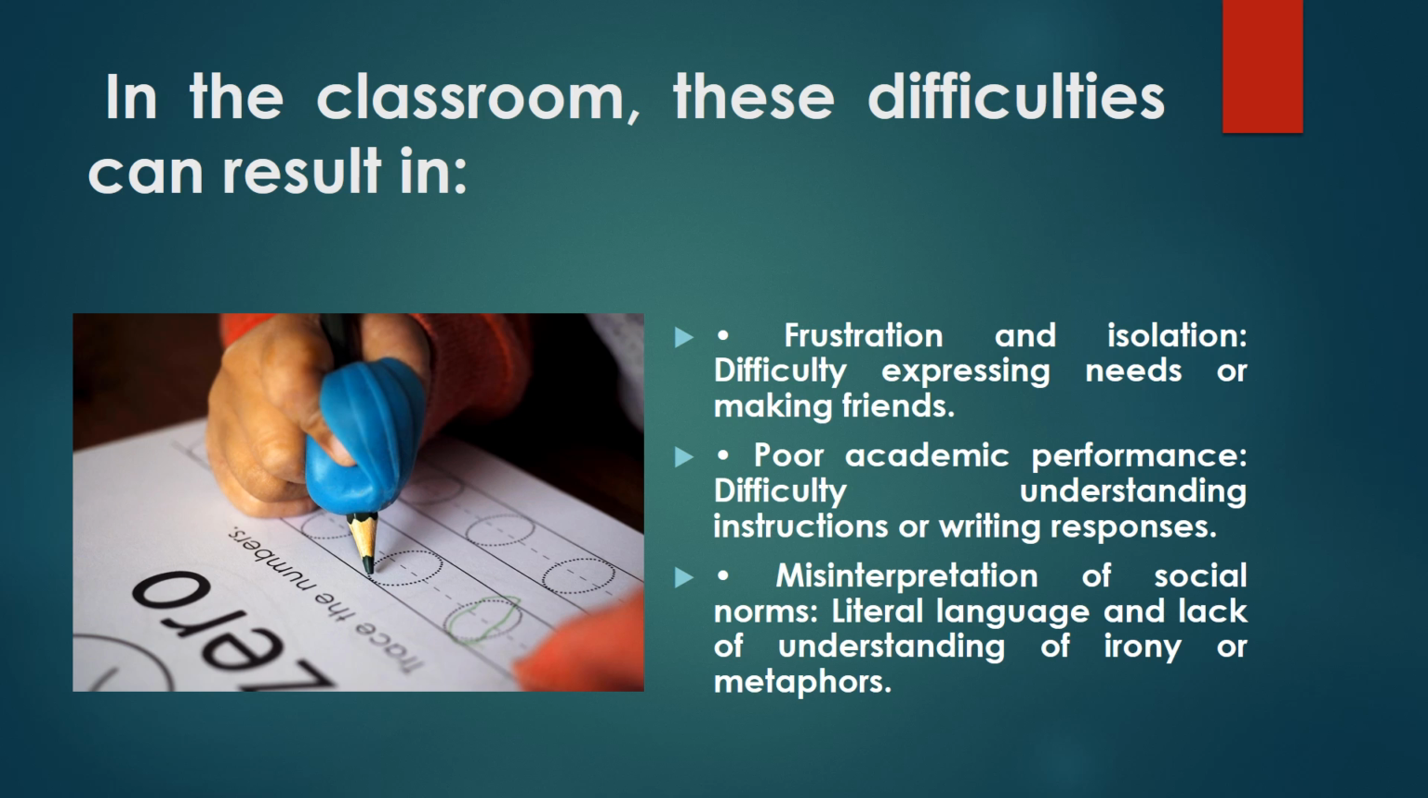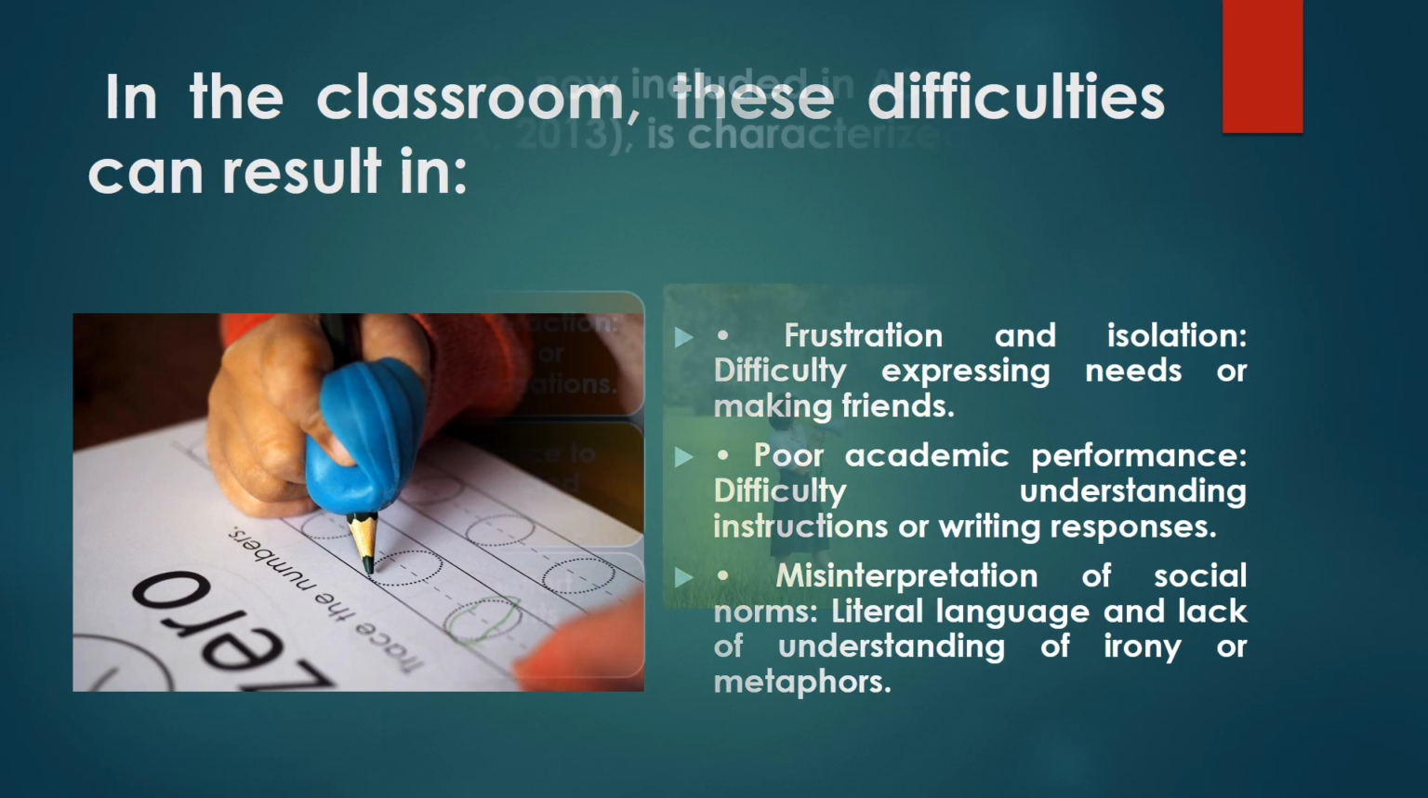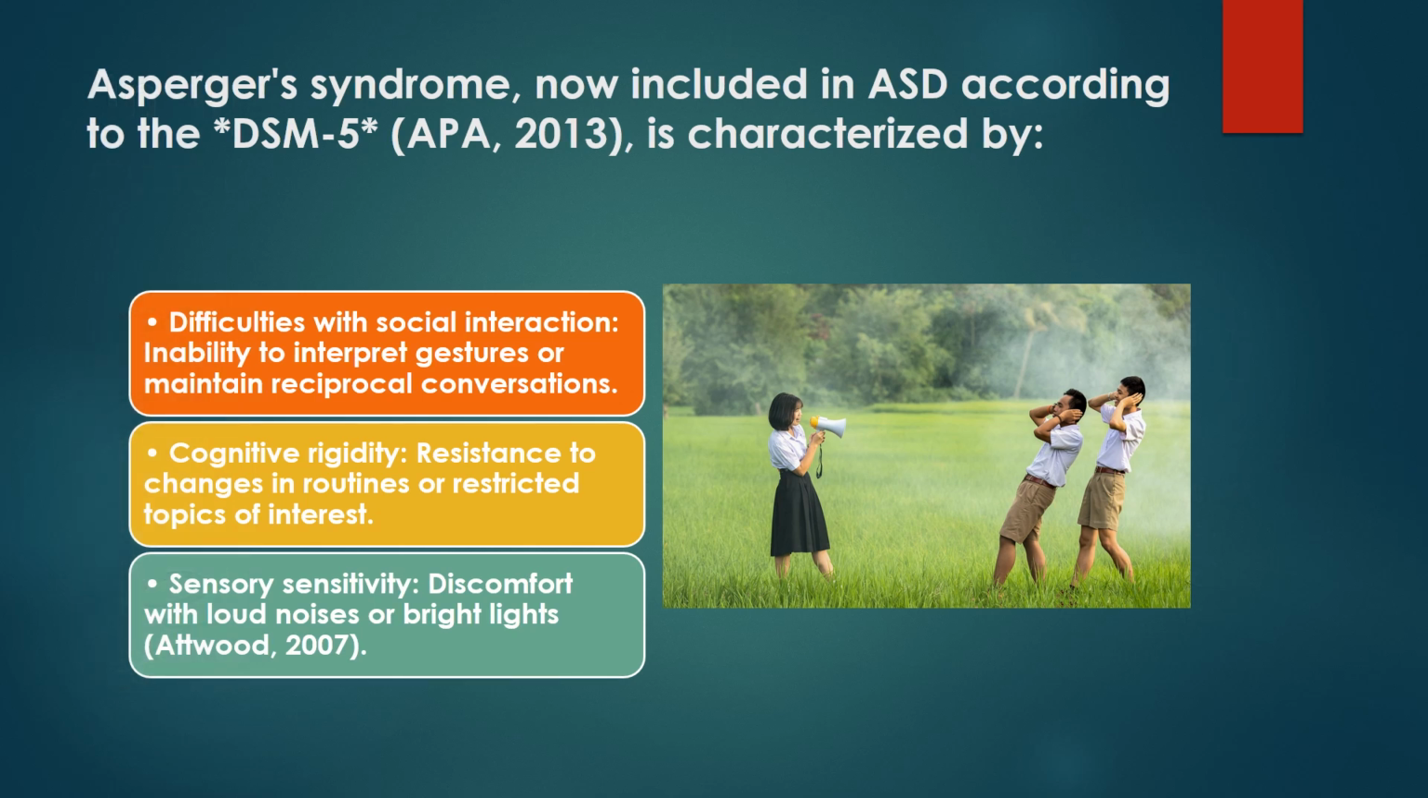Asperger and its change in inclusion. Asperger syndrome, now included in ASD according to the DSM-5, is characterized by difficulties with social interaction, inability to interpret gestures or maintain reciprocal conversation, cognitive rigidity, resistance to change in routines or restricted topics of interest, sensory sensitivity, and discomfort with loud noise or bright lights. Asperger syndrome is important to know for educators.